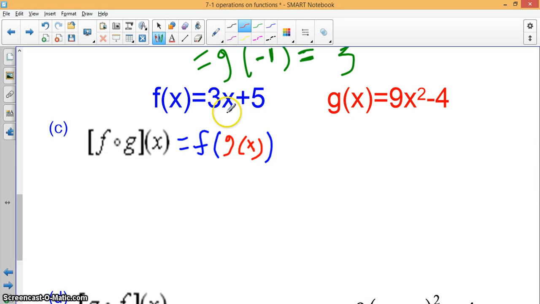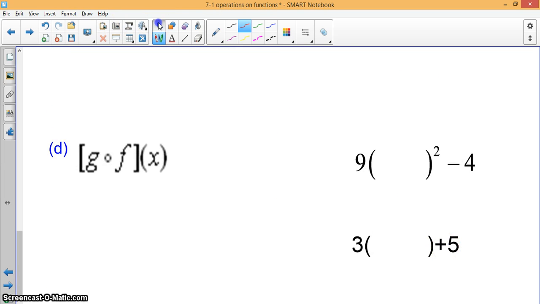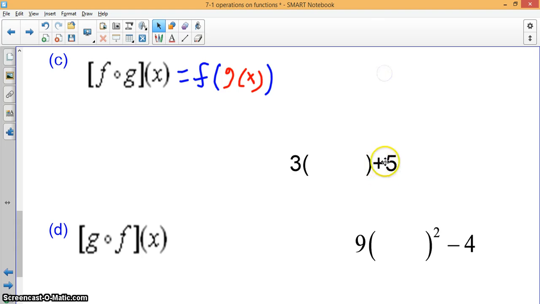So let's actually get equations for those functions by not actually plugging in numbers. So I skipped a little bit here. I'm going to try to color coordinate. So f is blue, g is red. Okay, so f of g of x, f composed with g of x, means you're going to take the formula for g and plug in for f. So what is f? 3x plus 5.